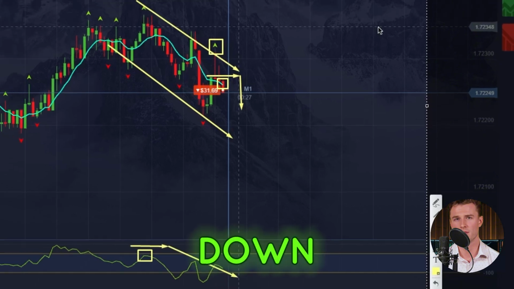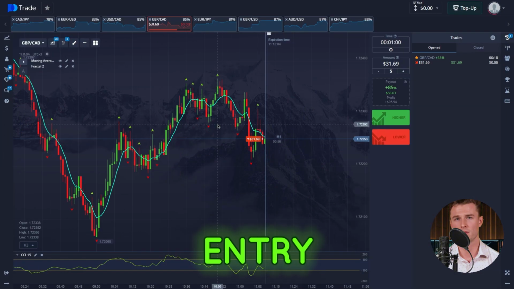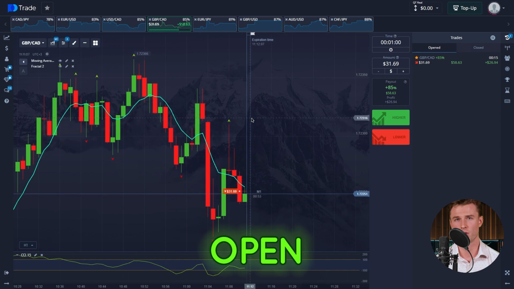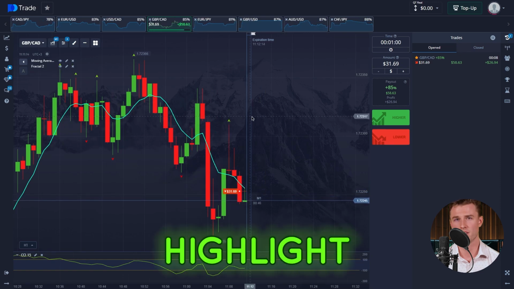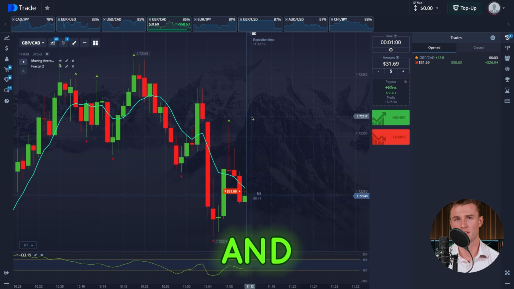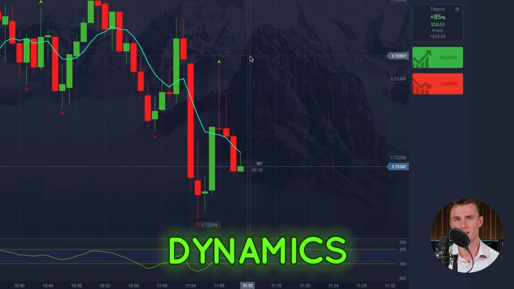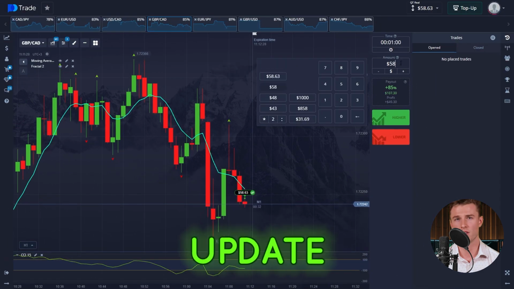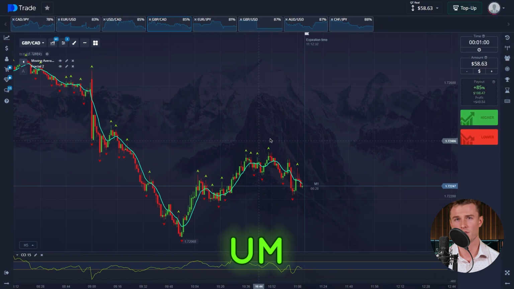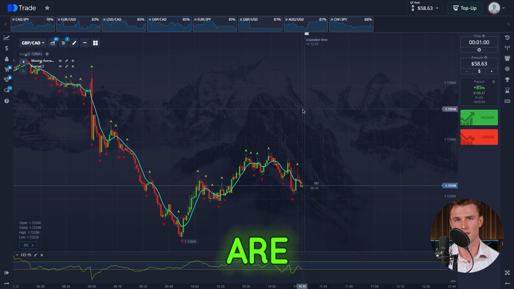Here we open a down trade, not a bad entry into the trade. We open in the direction of the actual trend. Let's highlight the working area and look at the underlying dynamics. We have a localized high point update. We understand that the dynamics are downward.